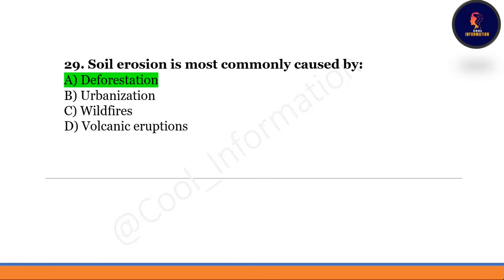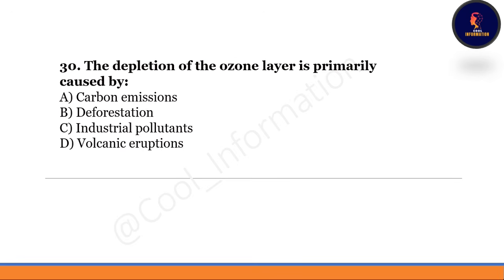Next one. The depletion of ozone layer is primarily caused by carbon emission, deforestation, industrial pollutants, or volcanic eruption. Option C is correct. The depletion of ozone layer is primarily caused by industrial pollutants.